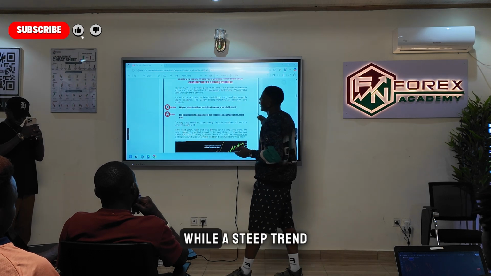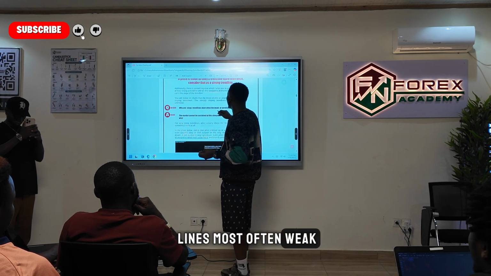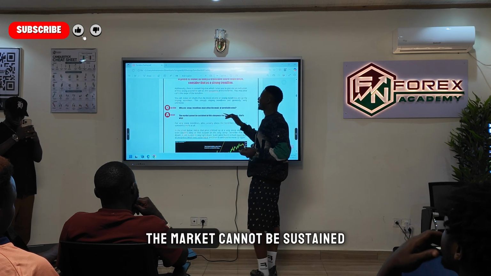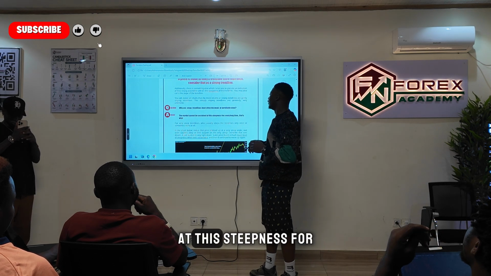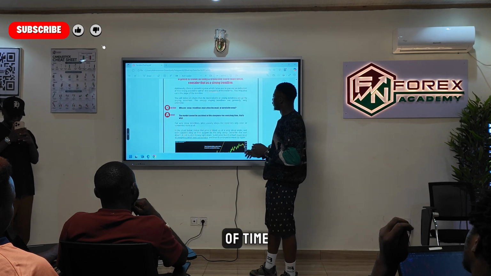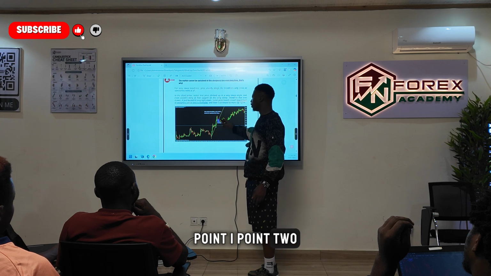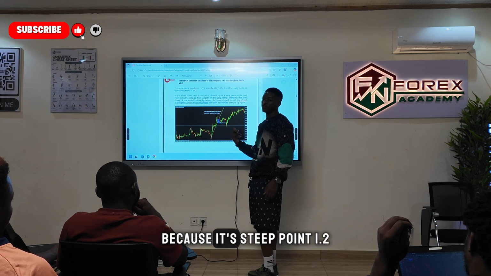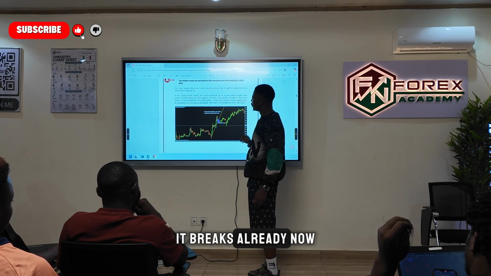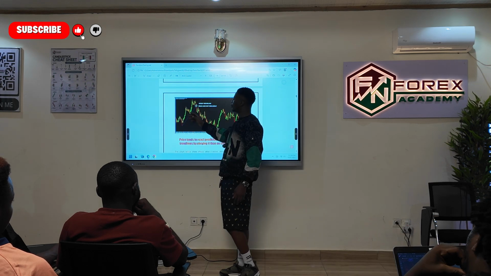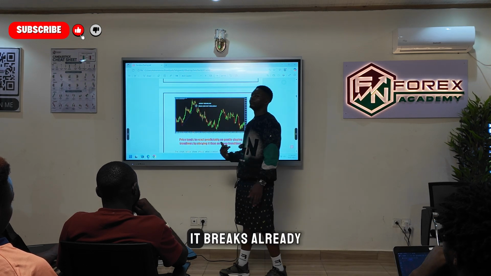right? Why are steep trend lines most often weak or unreliable? The market cannot be sustained at this steepness for a very long period of time. So this right here, point 1, point 2, it breaks already, right? Because it is steep. Point 1, point 2, it breaks already. Now if you look at point 1, point 2, point 3, it breaks already.